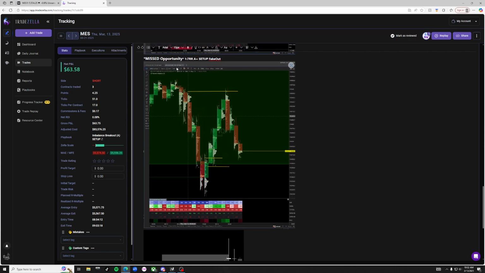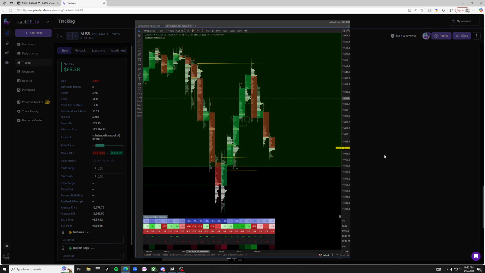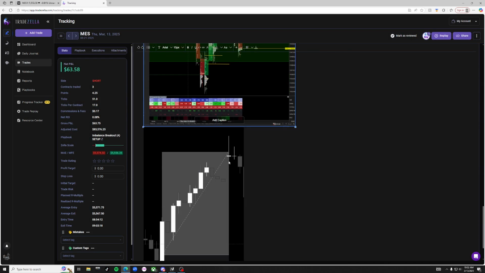So I missed the opportunity for a 1 to 7 R and an A plus setup fake out. As you can see here, guys, look at this. We missed a 1 to 7 R here, although it hit all my confluences.